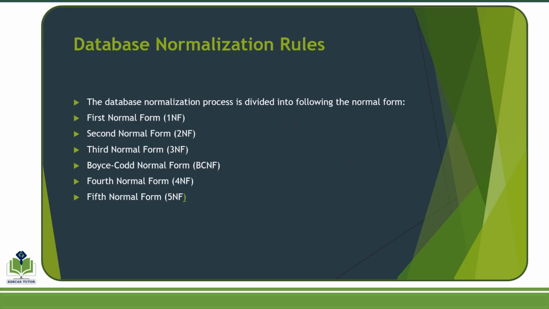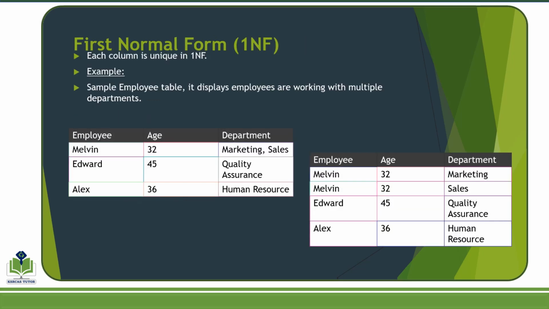These are the database normalization rules. The database normalization process is divided into the following normal forms, namely first normal form, second normal form, third normal form, Boyce-Codd normal form, fourth normal form, and fifth normal form. First, we can see the first normal form, which can also be denoted as 1NF. In the first normal form, the very first condition and rule is that each column should be unique. Each column should be unique in the sense that the column value should be unique.